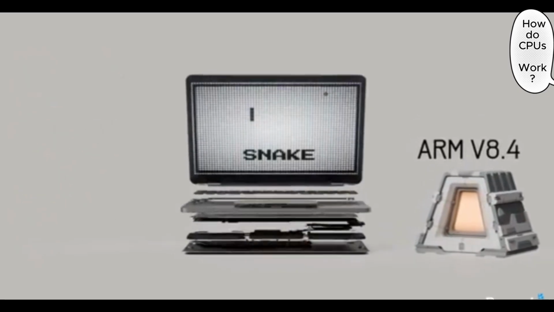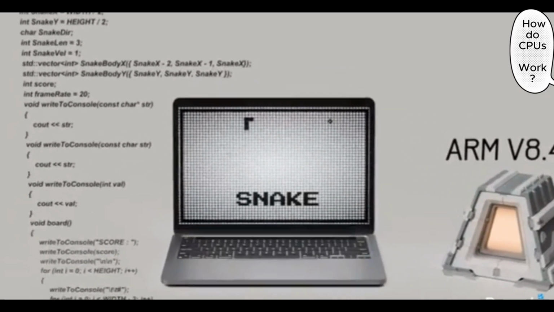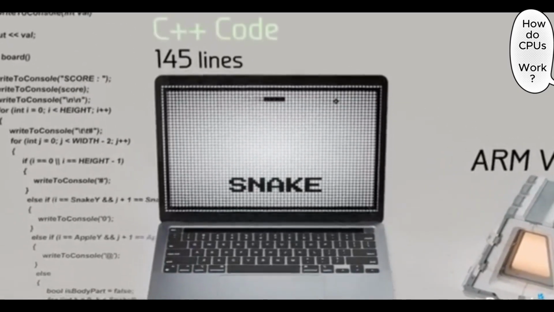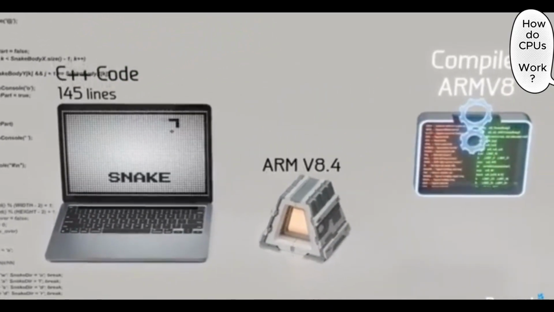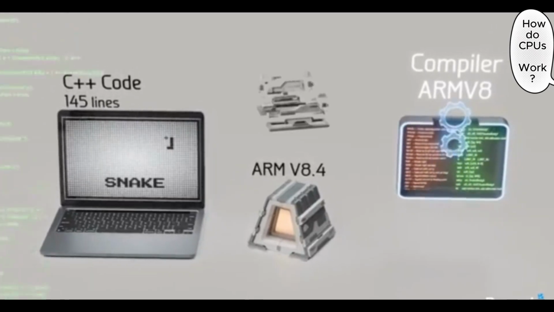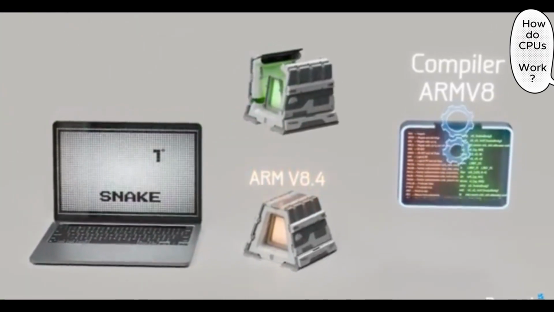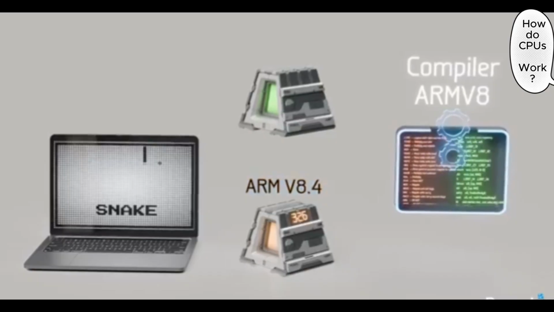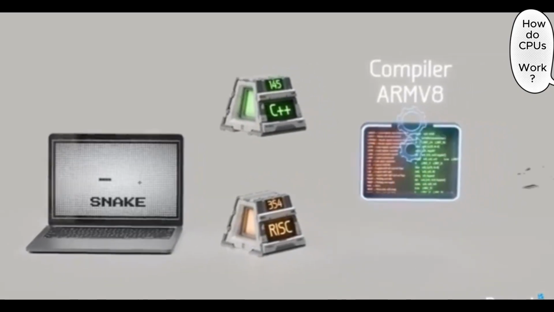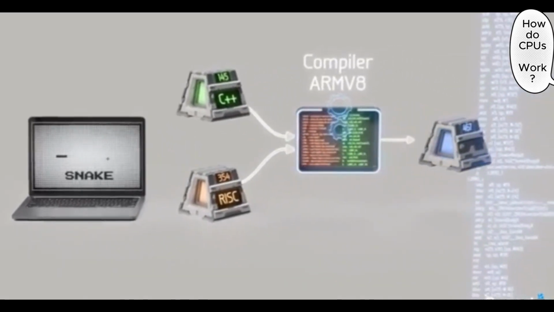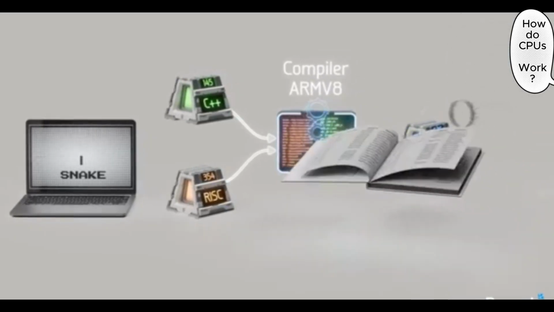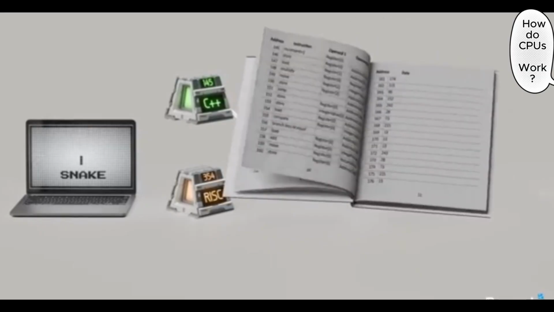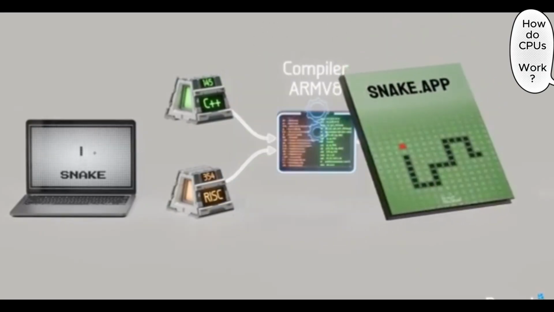For example, here's a simple game of Snake using 145 lines of C++ code. It's the job of a compiler, which is a separate piece of software, to take this code along with ARM v8.4's 354 RISC instructions and generate a list of 676 assembly instructions equivalent to the machine code instructions that would be found in a book or program named snake.app.